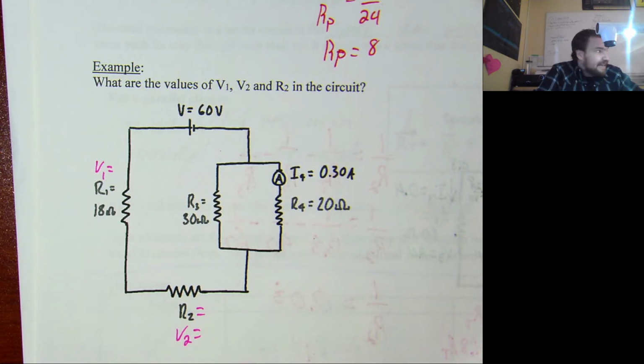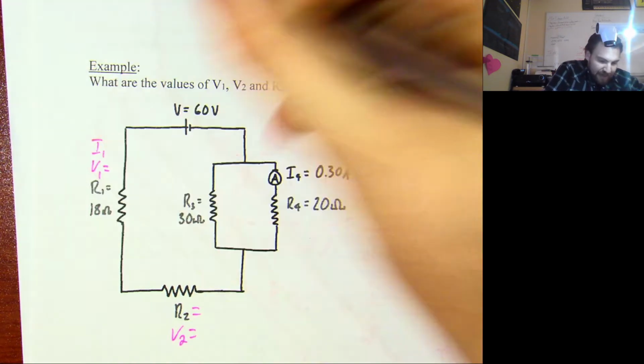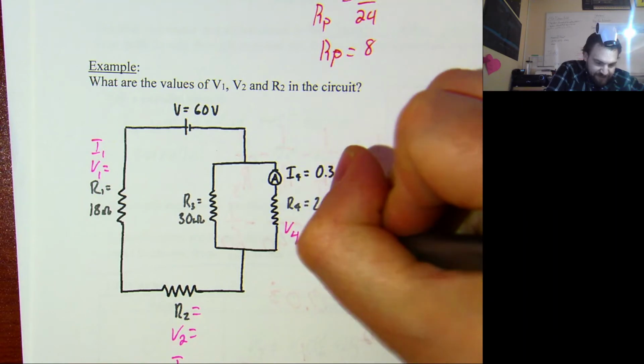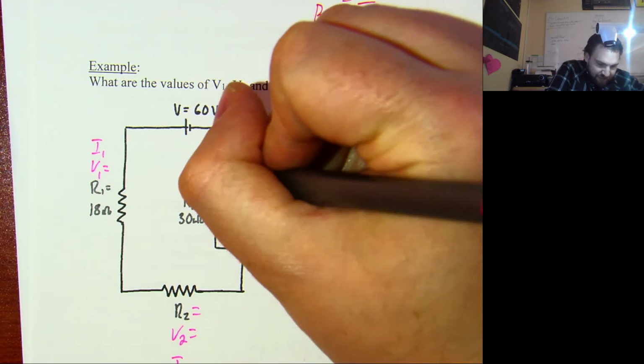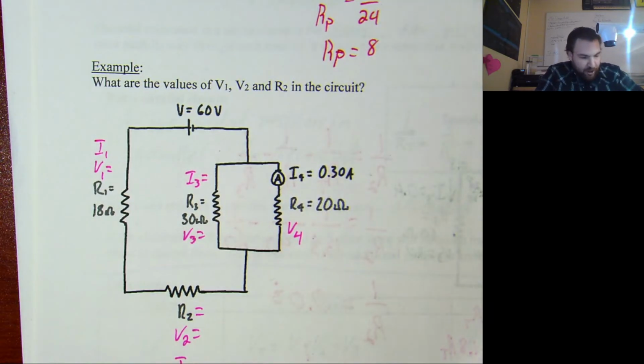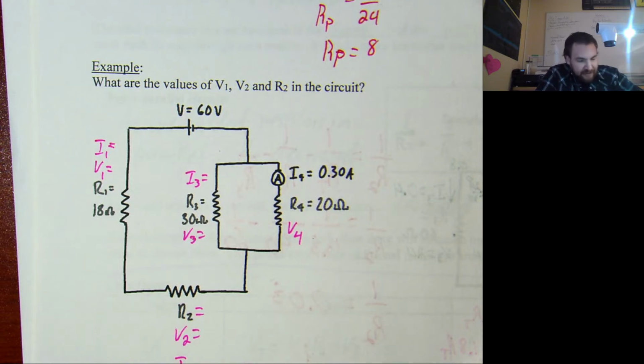I think these questions are actually harder to do when I ask you for specific things. So to make our life a little bit easier, what I'm going to do is just say we're going to find everything. I want to know what I1 is. I want to know what I2 is. I want to know what V4 is. I want to know what I3 and V3 are. I want to do it all. And that is actually going to make our lives a little easier, believe it or not.